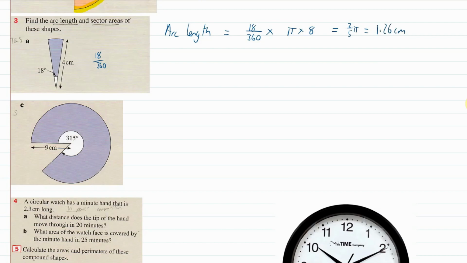Now I'm going to do the sector area, and we have 18 over 360. We're going to times that by pi times r squared. R is 4. We're going to pop this into our calculators, and we're going to get 4/5 pi, and that is equal to 2.51 centimeters squared.